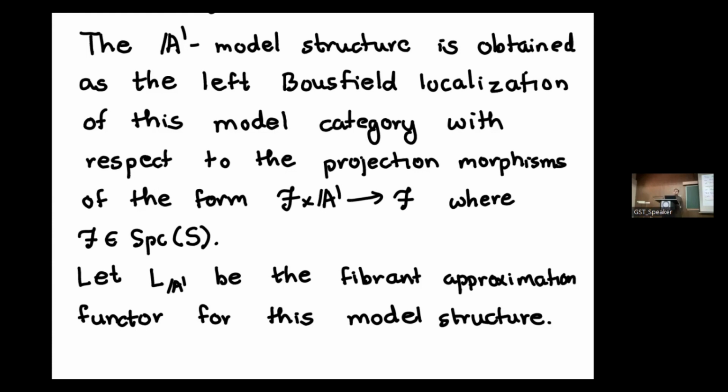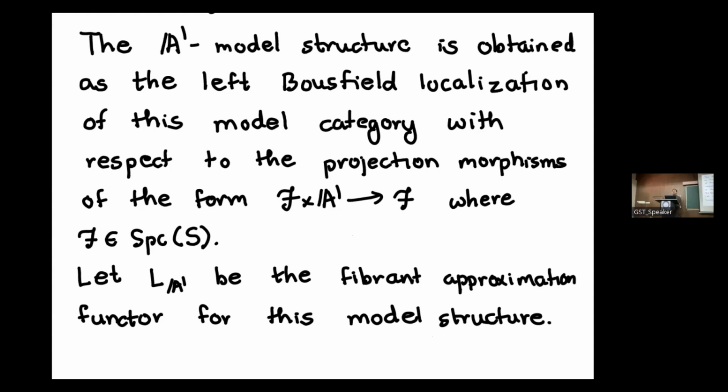Once you do that, what happens is that the objects don't change. The notion of co-fibration doesn't change. It's the notion of fibrations that changes, and the notion of weak equivalences that changes. So how do weak equivalences change? Whatever was already a weak equivalence remains a weak equivalence. But then also the projection morphisms of the form F cross A1 to F, where F varies over all spaces, have been turned into weak equivalences.